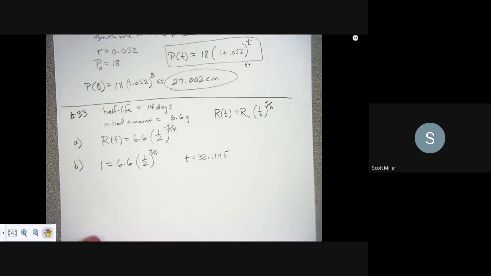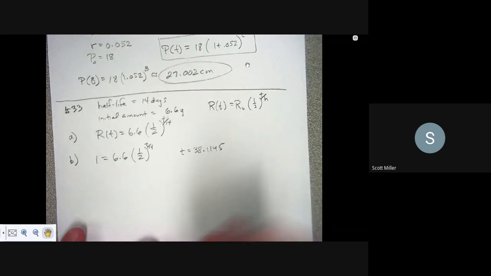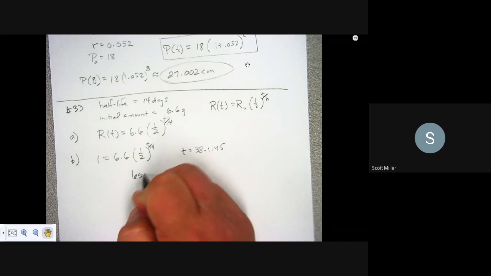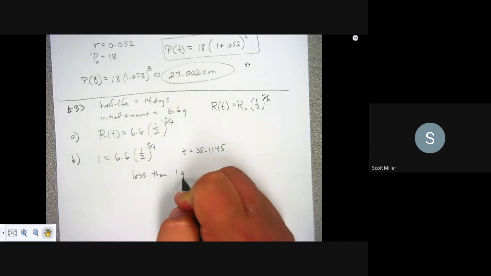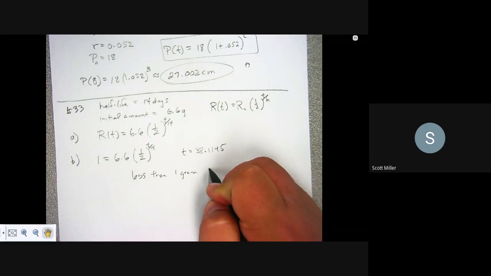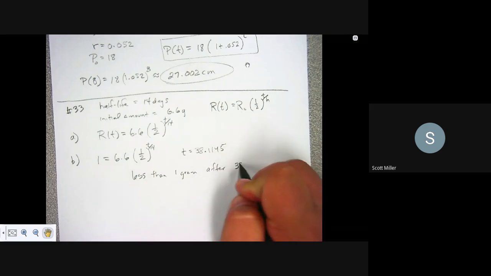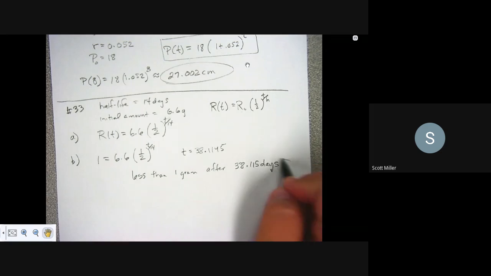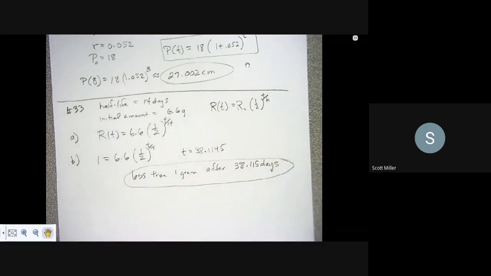And units are also important. If you don't put proper units on your answers, you will lose points on a test or something. I will dock you for not having proper units. So when will it be less than 1 gram? We will have less than 1 gram after 38, and then round this to 3 decimal places, so it'll be 38.115, and the units of measure are days. And that's how you should answer that question.